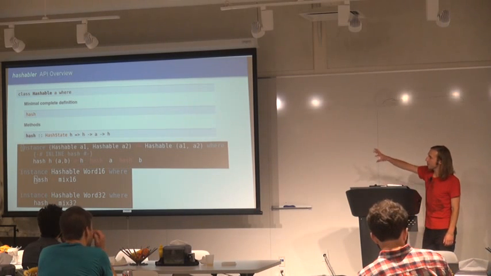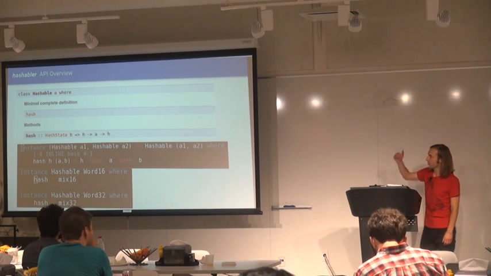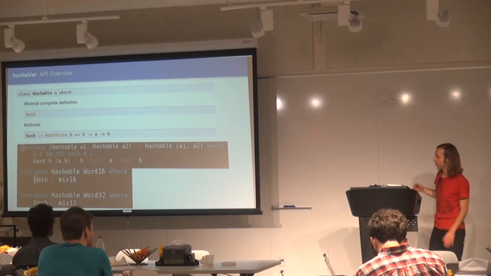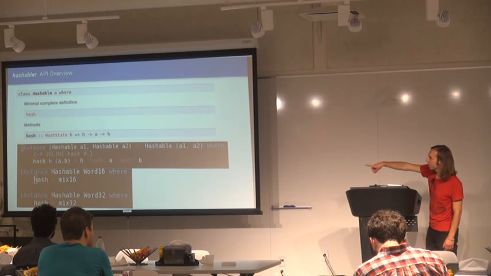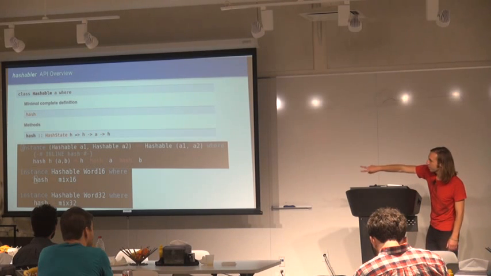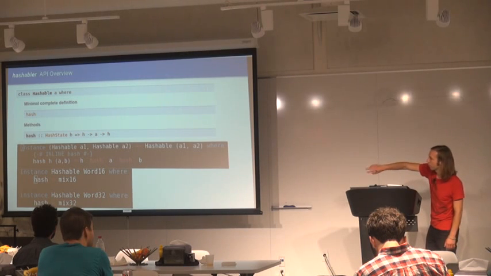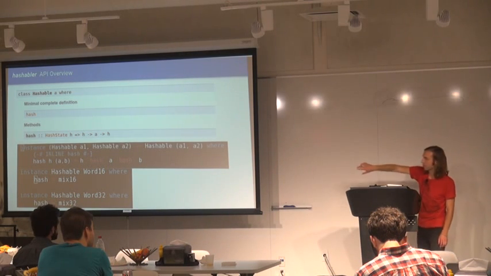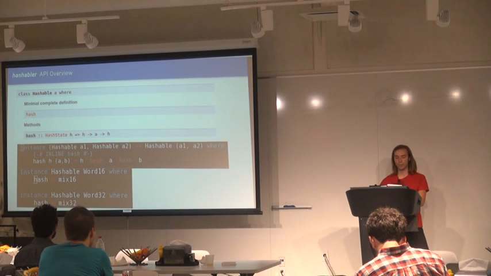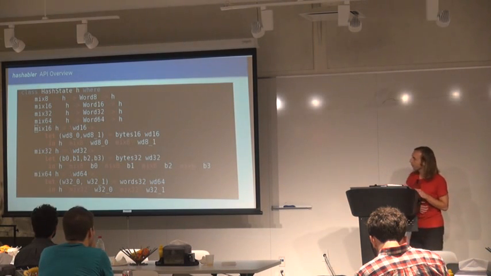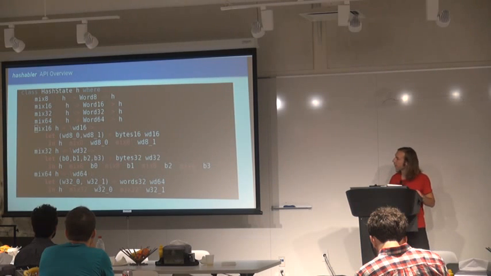So hashable instance authors also have to be concerned with delivering these bytes in a way that's cross-architecture compatible. That can be challenging depending on what you're doing. So here are trivial instances for words of 16 bits and 32 bits, where we're just calling mix16 and mix32, which I'll show you is part of the hash state class. So this is what hash function authors deal with.